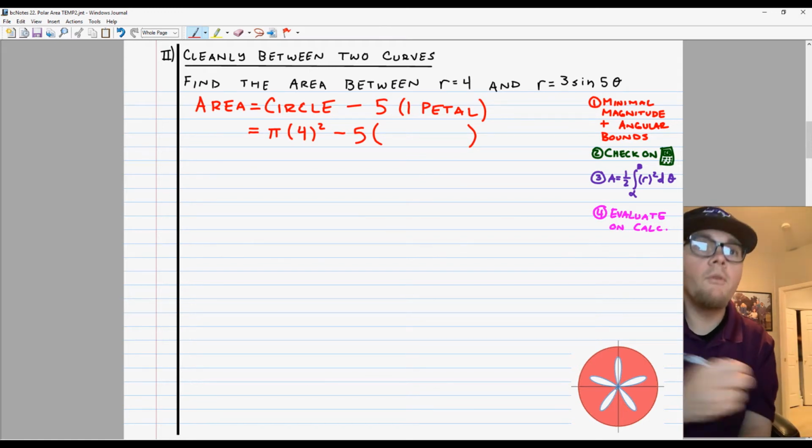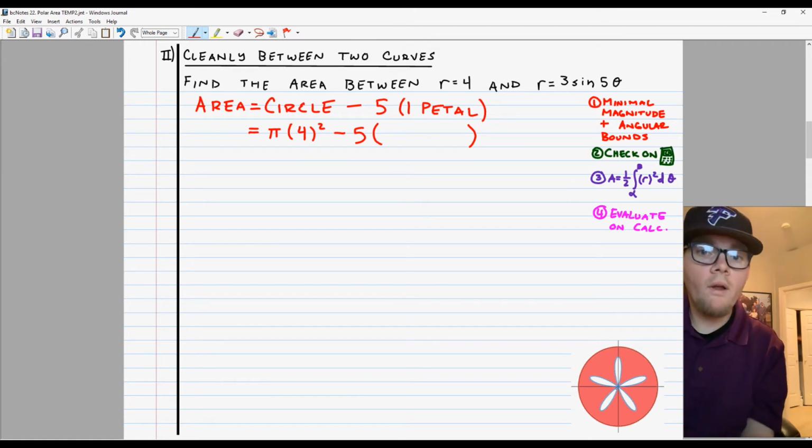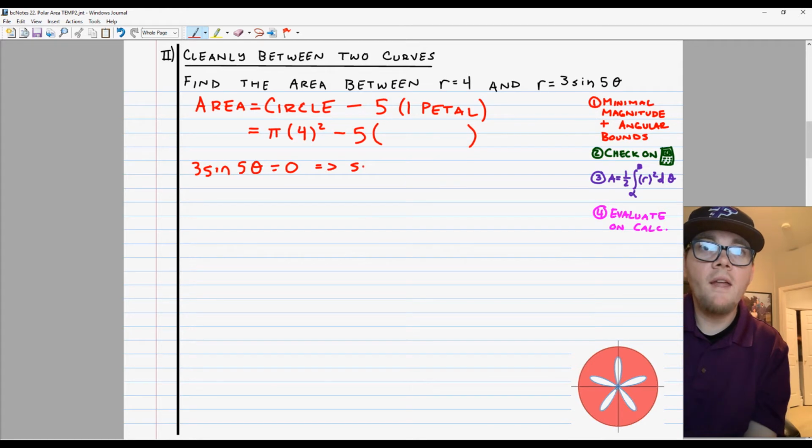And we have done that before. We want to figure out where that 3 sine of 5 theta crosses itself. So we need to figure out where 3 sine of 5 theta equals 0. Again, we'll check this in a second. We'll follow the steps of the plan pretty faithfully. So from there, I can, of course, divide by 3. That will give me sine of 5 theta equals 0. And then again, as I think about sine, sine equals 0 when the angle inside is either 0 or pi or 2 pi or 3 pi or any of those things.